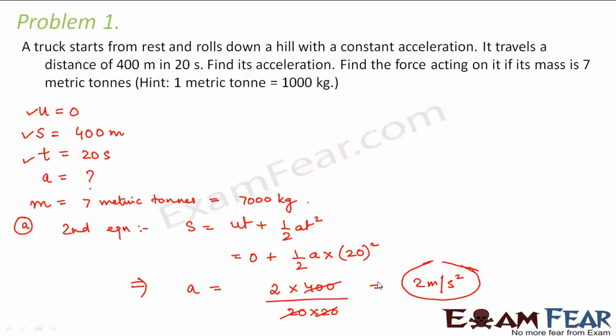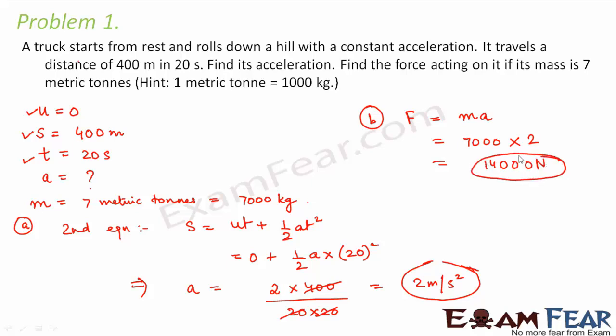Now we have to also find out, in the second part, we have to find out the force acting on the truck. So the force will be equal to, according to Newton's second law, force is equal to mass into acceleration. So mass is given as 7000 kgs and acceleration we found out as 2 meter per second square. So this will be 14,000 newtons. So this much force will be acting on the truck.